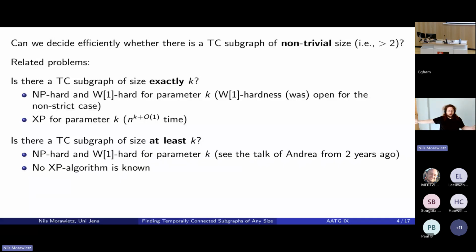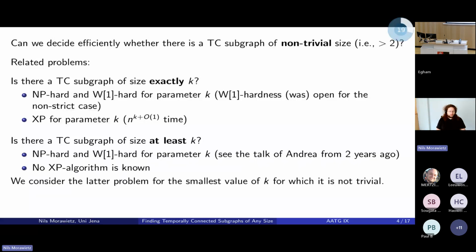So it could be arbitrarily far away from this value k. And in fact, our problem, what we ask here at the top, is essentially the second question for the smallest possible value of k for which it is not guaranteed to be polynomial time solvable. And so coming back to the question, can we do this efficiently? And since I'm the one giving the talk, the answer is no, because it's hard.